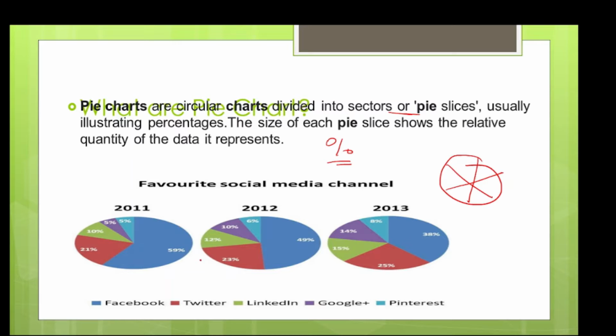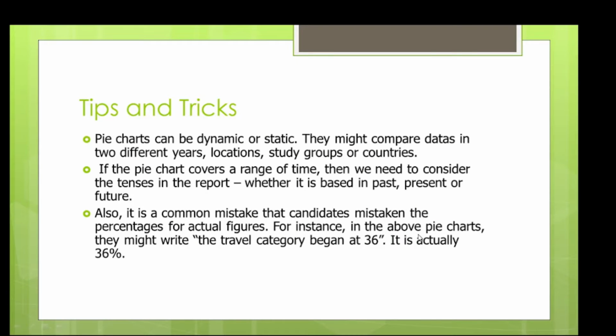Like you can see, these are the 3 diagrams for pie charts for 2011, 12, 13, and here they have divided it for Facebook, Twitter, LinkedIn, Google Plus, and Pinterest. And what changes they have noticed from 2011 to 2013, that too is mentioned in percentages, right? Okay. Now see what are some tips and tricks for a pie chart.